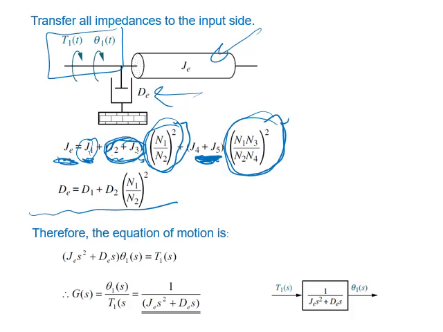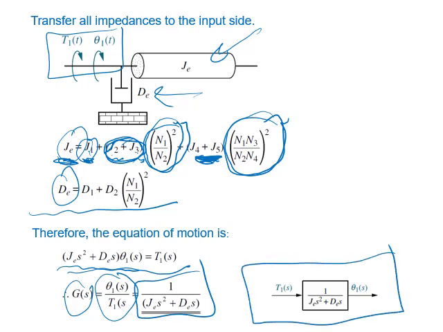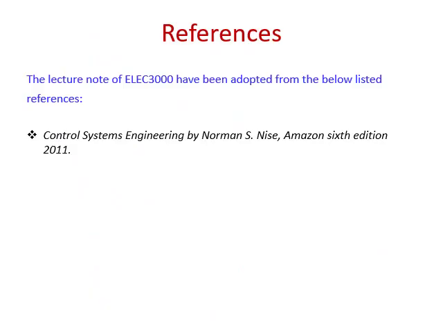So once we finish, we reach this stage, we have J equivalent and D equivalent. We can write the equation of motion as seen here, rearrange it to get the transfer function, and this is going to be the transfer function, which is going to be in this format of a block diagram. That's all about rotational mechanical systems and rotational mechanical systems with gear.